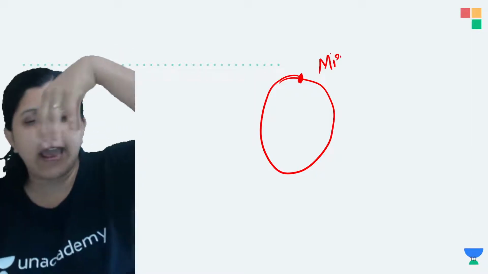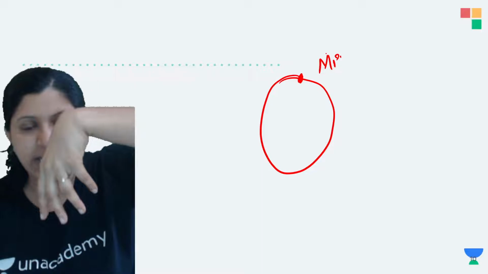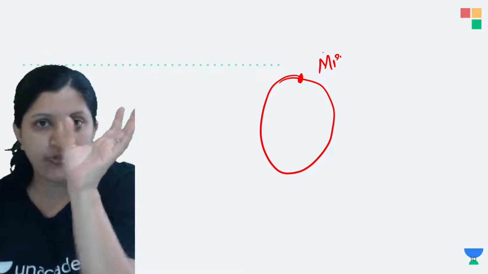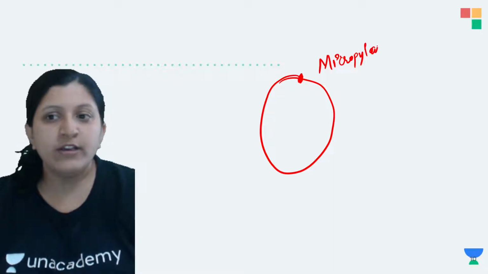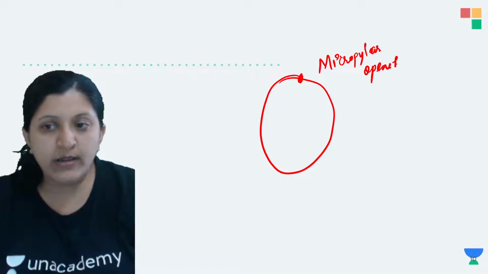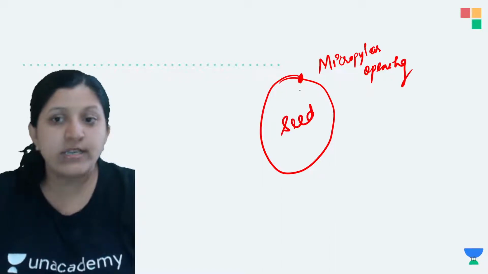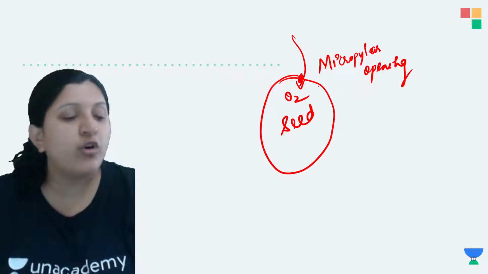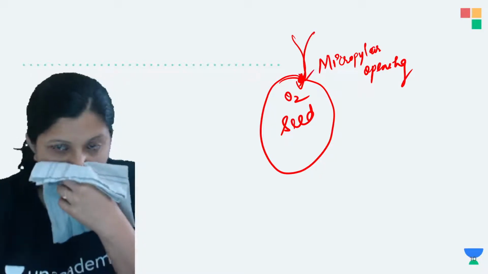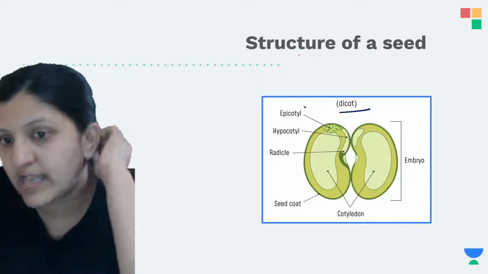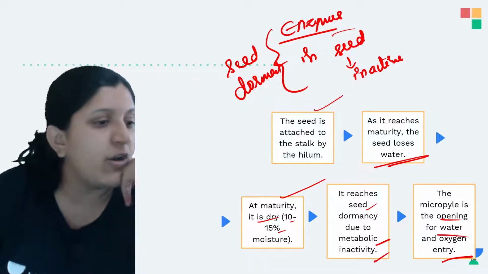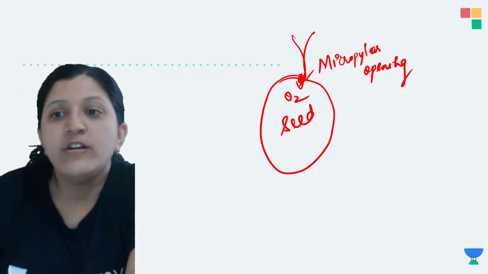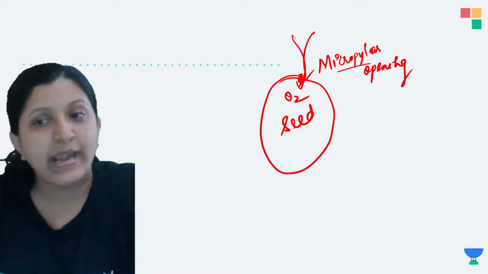I had drawn an ovule like this previously, and now we will just imagine the ovule is like this. This is the micropylar opening onto the seed, where there is absorption of oxygen. Water and minerals can also be taken in. So the micropyle is the opening for water and oxygen entry, and the oxygen entry and water absorption all occur through the micropylar opening.